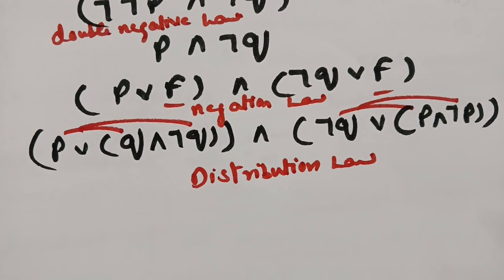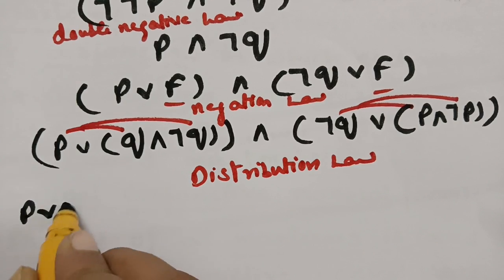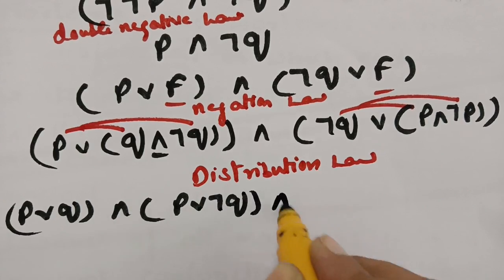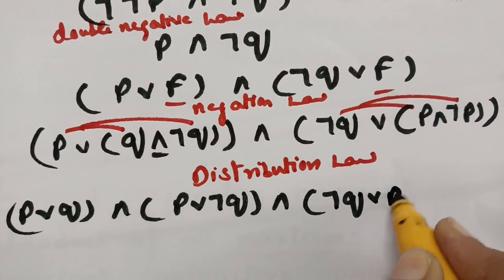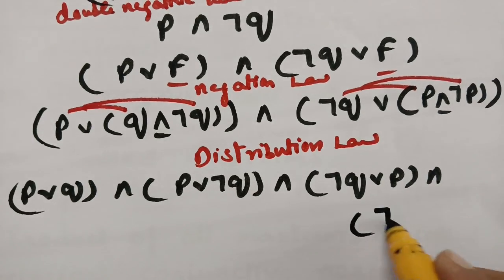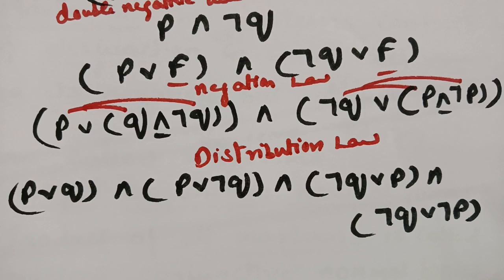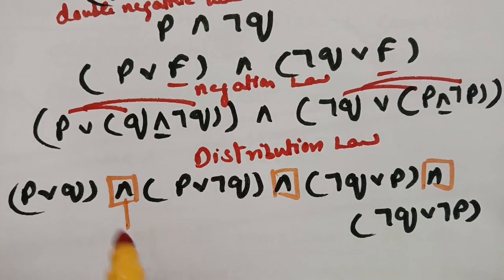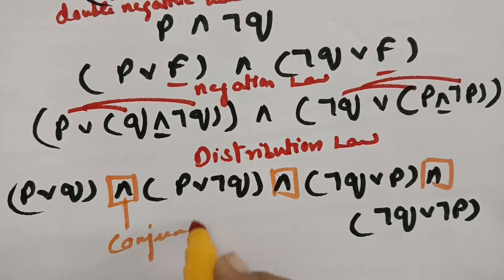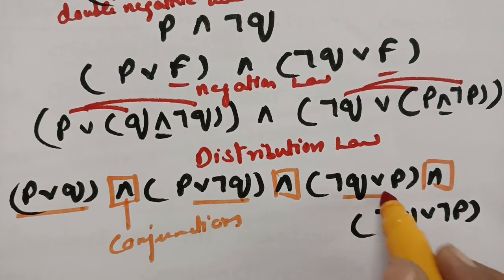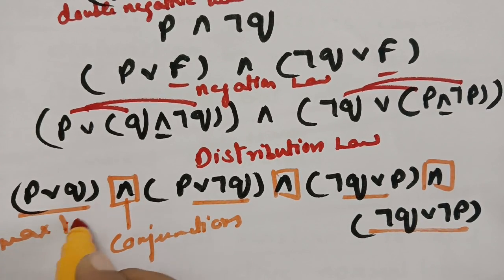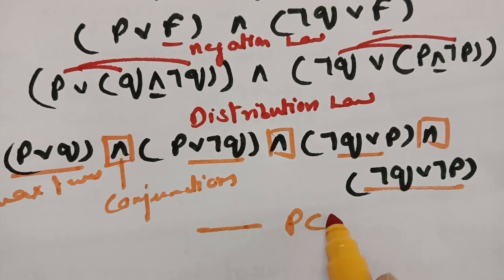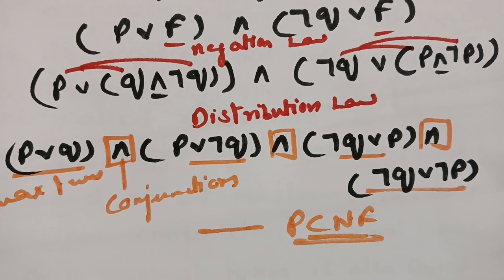So here P is distributed. Therefore, this can be written as P or Q, and there is an and symbol here, and this is P or negation Q. And symbol here, this is negation Q or P, and symbol here, and this is negation Q or negation P. If you observe carefully, what are these symbols? These are nothing but the conjunctions, and these are all the max terms. Therefore, the product of sums is called the PCNF, the principal conjunctive normal form.